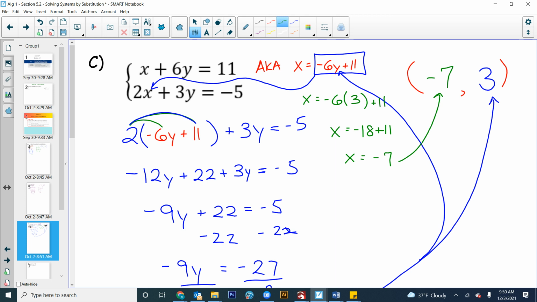Guys, when you're doing your homework tonight, what should you have out right next to you? Pencil. Desmos, not a graphing calculator. Plug both equations in and check your answer. You should get -7, 3.